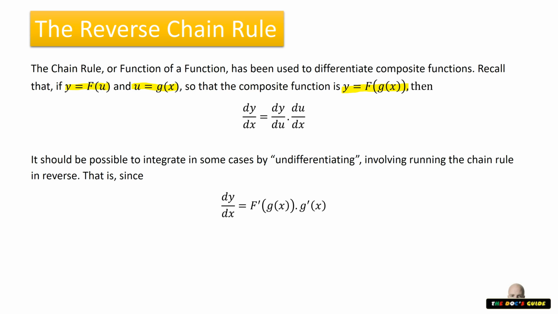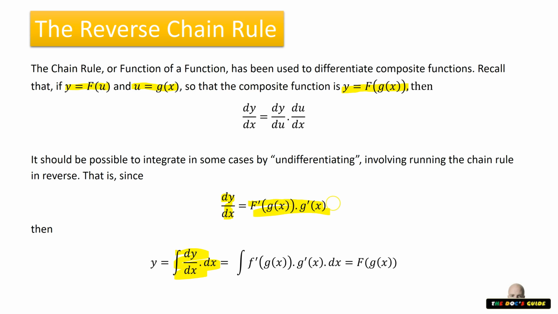So in other words, since dy dx is f dashed of g of x, which we would have said is f dashed of u on our problem sheet, times g dashed of x, then if we take the integral of both sides, so we integrate this, written like that, and I've mixed up the f there, that should be f dashed with a capital F, then we get back to the original function.